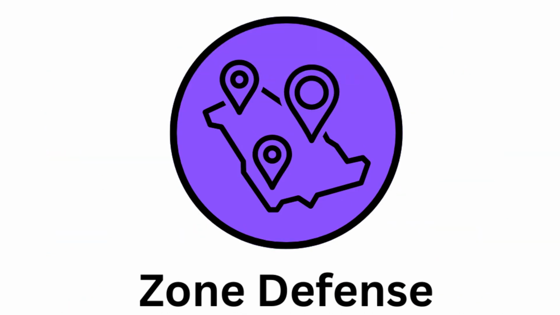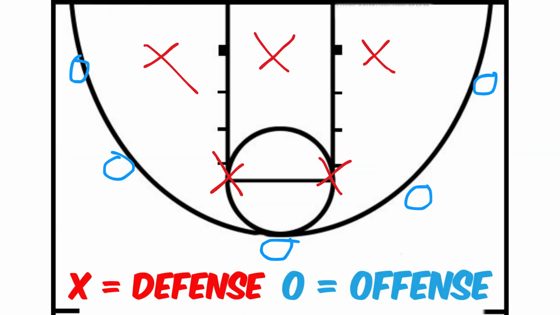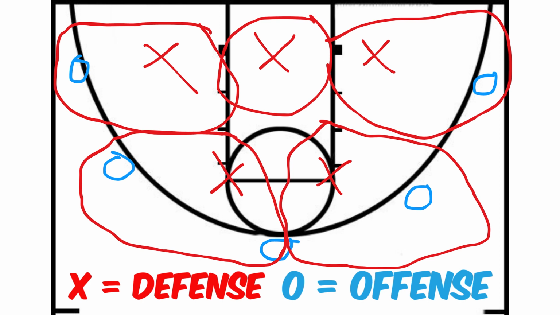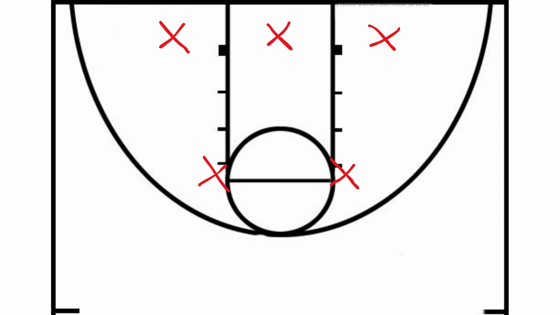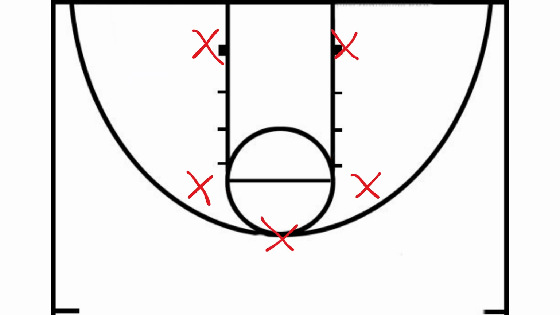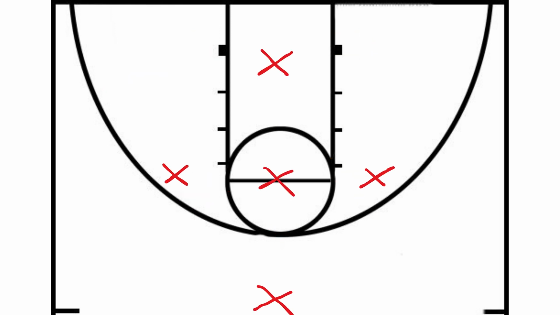Zone defense. A defensive strategy where players are responsible for guarding specific areas of the court rather than individual opponents, aimed at limiting scoring opportunities. A 2-3 zone is the most common, where two people are up top and three are down. A 3-2 zone is the same thing, just flipped. And a 1-3-1 is one person up top, three in the middle, and one down.